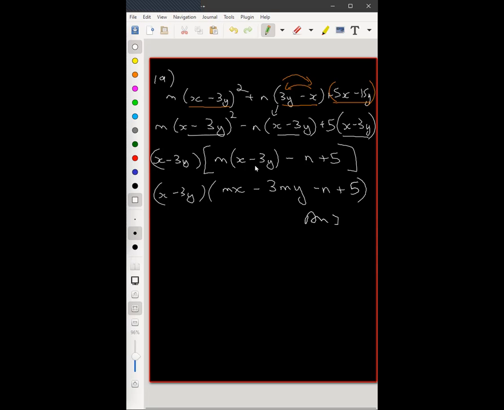Remember, we cannot keep a bracket within a bracket. That's what I told you earlier also. So we do have to open this. Don't leave your answer here. You lose marks. So this is your final answer.